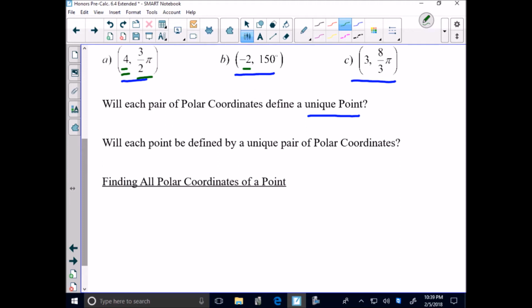And so in general, what we can say is that each pair of polar coordinates will define one unique point.